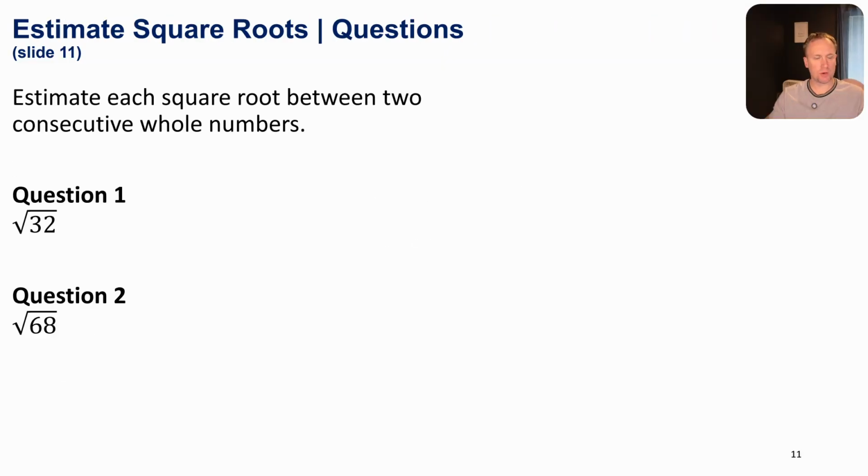The next skill we're going to look at is how to estimate square roots. And we're going to estimate square roots by asking what are the two consecutive whole numbers a square root falls in between.